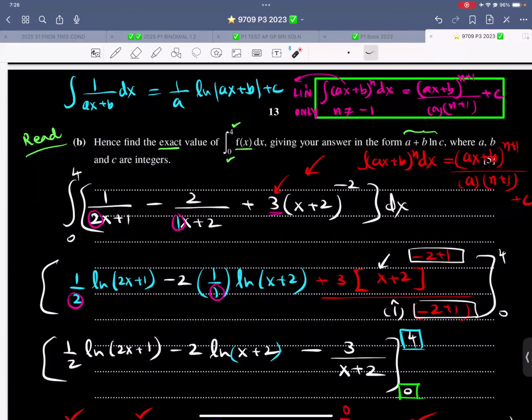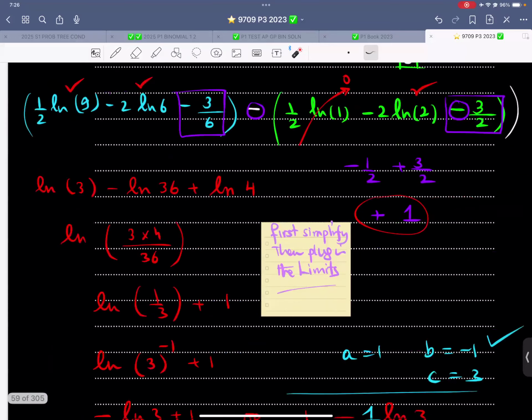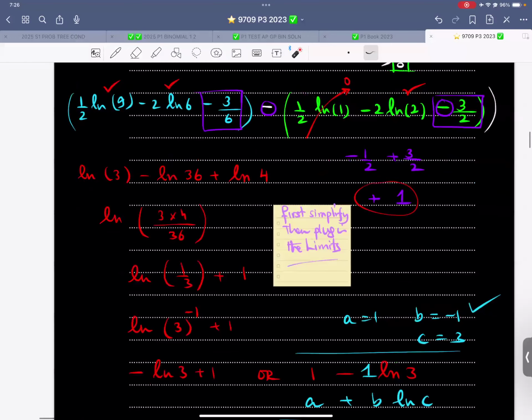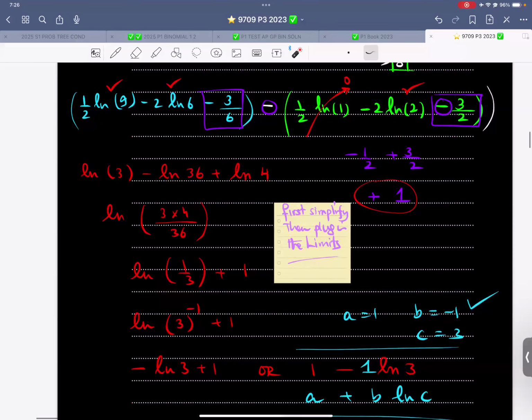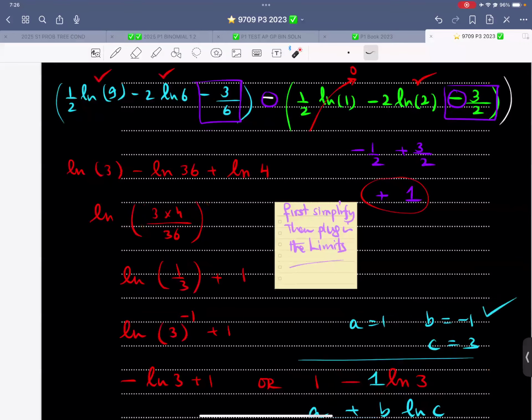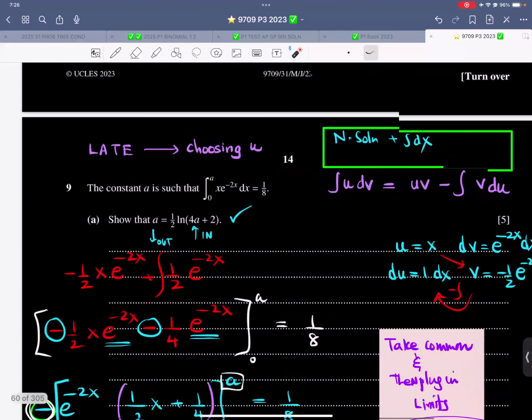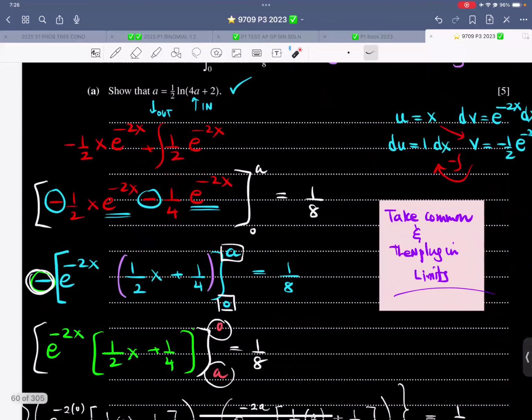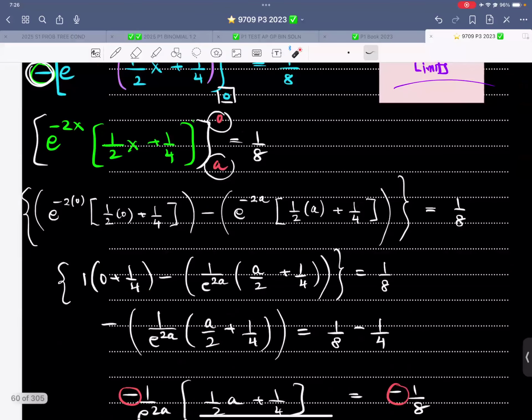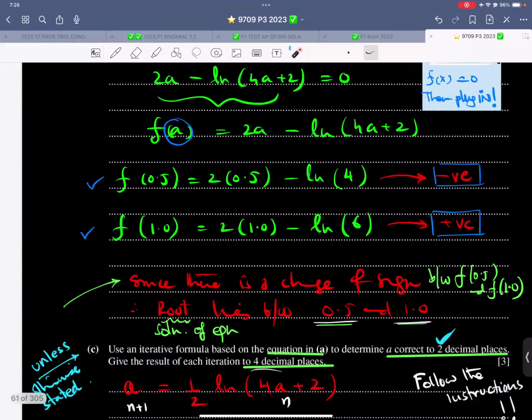So this thing is done. And then over here, this thing is done. It's of the form a plus b ln c. The value of a is 1. The value of b is negative 1. The value of c is 3. And a, b, c are integers. So all good, all clear. Now, the first part is related with numerical solutions. So let's skip it for right now.